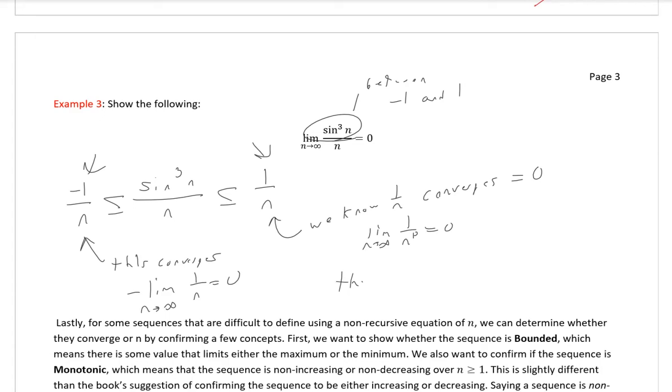So therefore, the limit as n approaches infinity of sine cubed n over n approaches 0, because we know that the two functions that squeeze it go to 0. That's all we need to know.